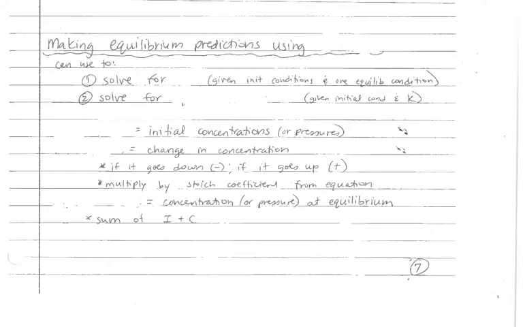Hey guys, so we left off at the bottom of page 7 of the notes, and I was about to tell you about this technique that we can use to solve equilibrium problems and make predictions about equilibrium, called the ICE box, I-C-E box. And we can use the ICE box in two different situations.